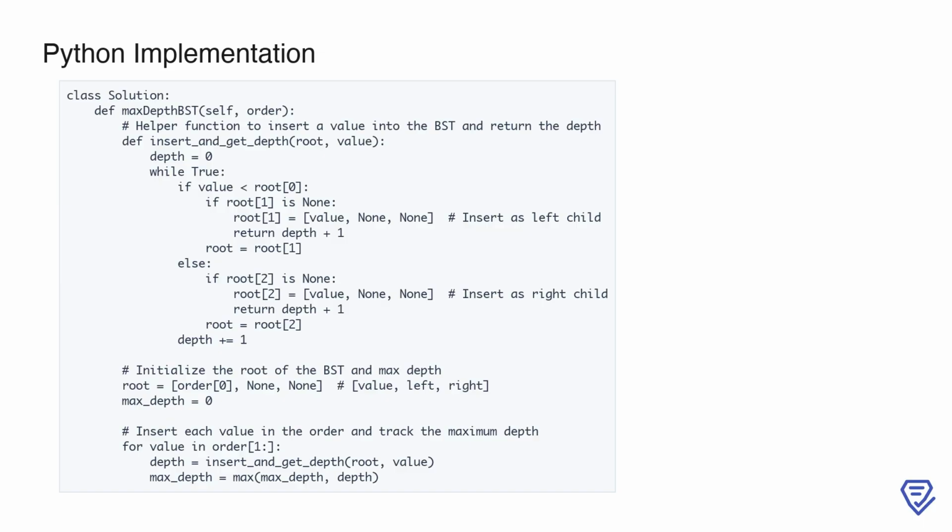Then, for each subsequent value in the order list, we call the helper function to insert the value into the tree and calculate its depth. After each insertion, we update max_depth to ensure it always holds the maximum depth recorded so far.